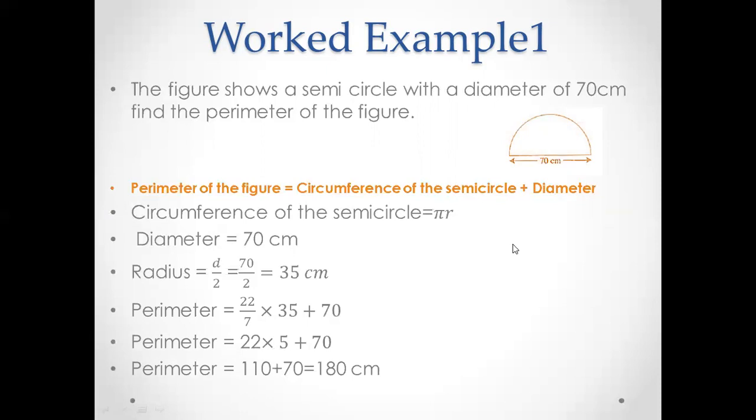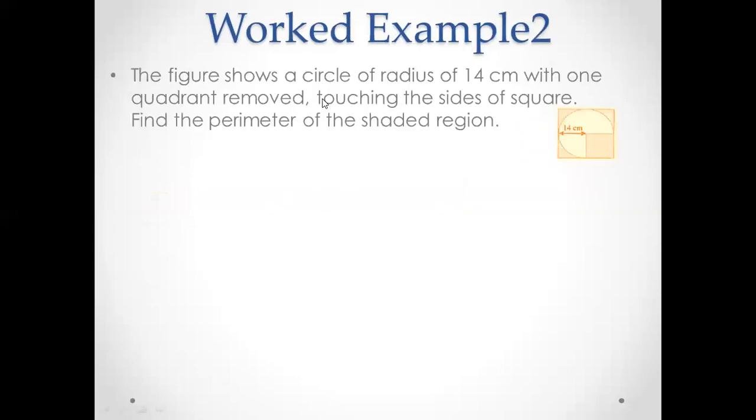We just have to remember that the perimeter is the sum of all sides. Let's look at another example. This figure shows a circle of radius 14 centimeters with one quadrant removed, touching the side of a square. We have to find the perimeter of the shaded region. Now you can see there is a square and there is a circle as well, but one quadrant is removed.